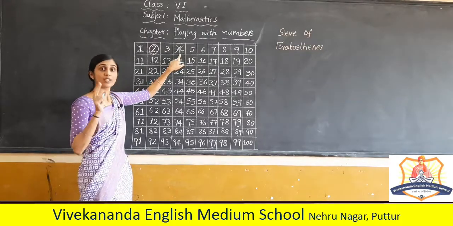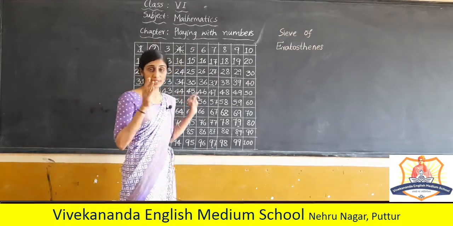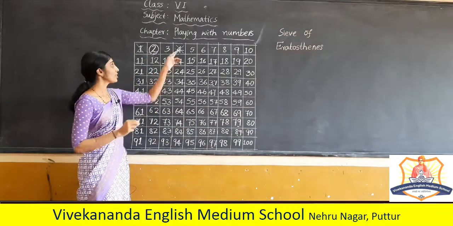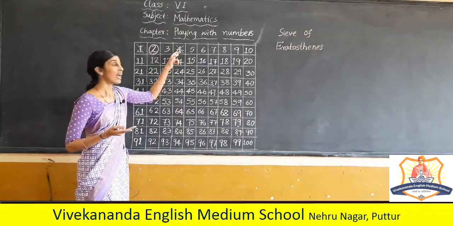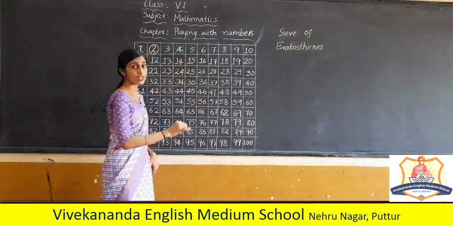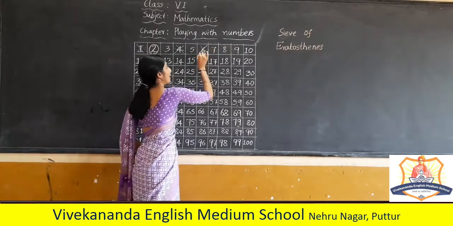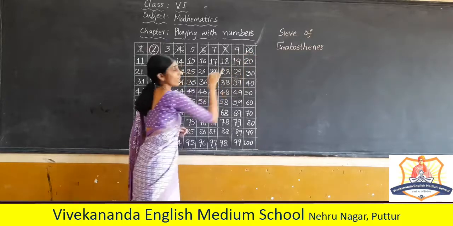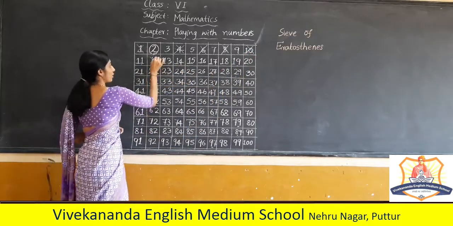So, other than those two factors, 1 and the number itself, it has got one more factor. So, its factors are more than 2 now. Hence, it is a composite number. So, let us cross mark all the multiples of 2. Right? Which is the next number?